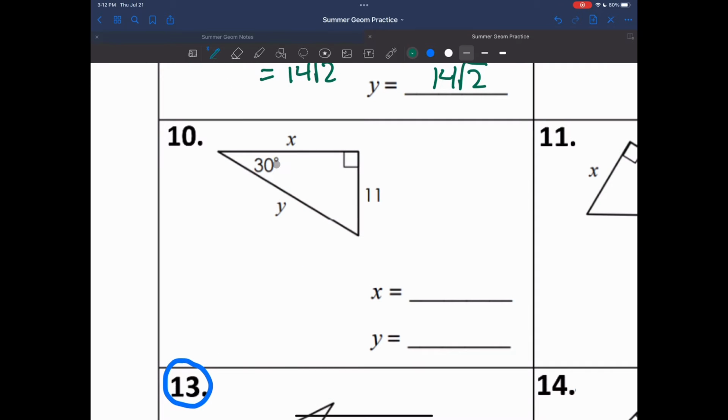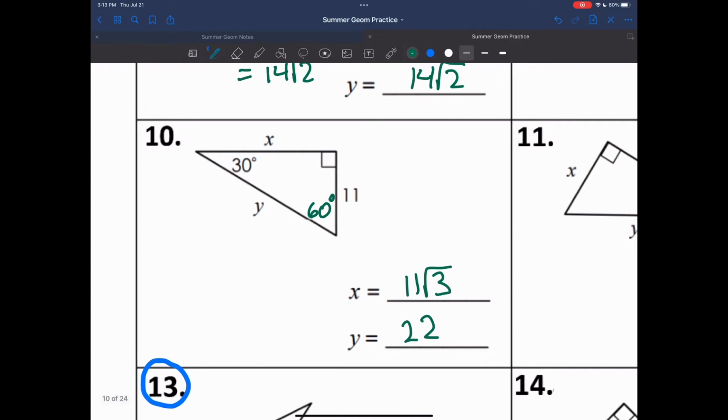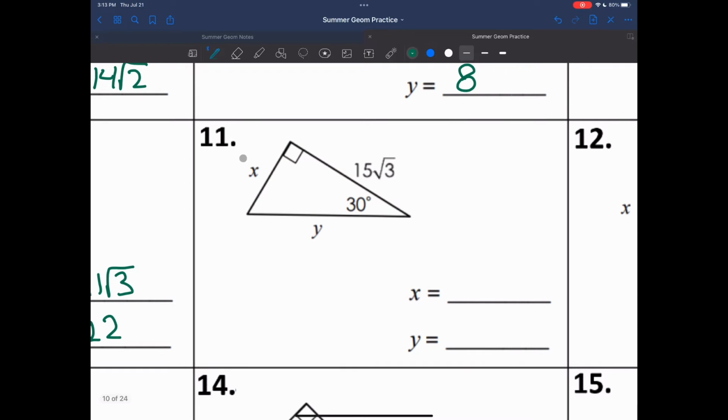Okay, 30, 60, 90 here and number 10. My 60-degree angle would be right here, if you want to write it in, you don't have to. Now, here's my 30-degree, which means they give me my short leg because it's the one opposite the smallest angle. These are the easiest ones because if you have your short leg, you can find both other sides. So my hypotenuse is going to be double the 11, so 11 times 2, which would be 22. And then my x is just my short leg times the square root of 3. So 11 square root 3. That's it.